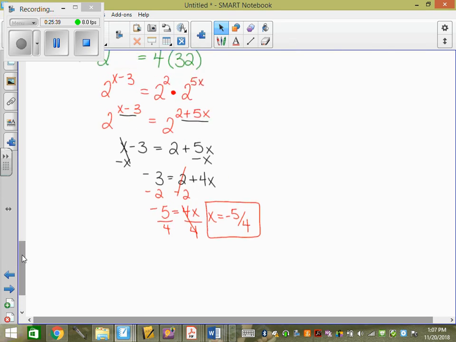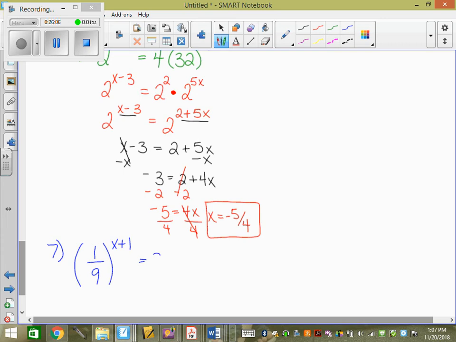This one's going to have a fraction in it. How do I get rid of fractions? No. How do I get rid of fractions? Put it to the negative 1. Thank you. Good job. Okay. Someone was listening. Oh, that's not 2, it's 7. 1 over 9 to the x plus 1 equals 3 times 81 to the 2x plus 1.